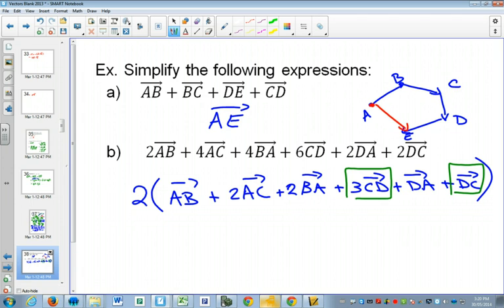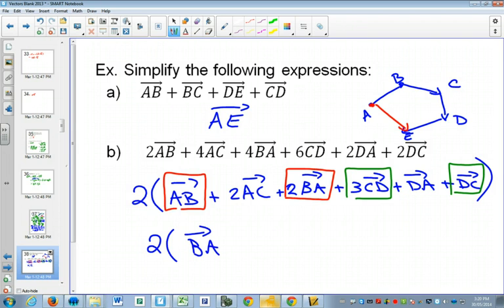Any other ones that you could put together that way? All of those can go into 3. The AB and the 2 BAs could be put together? Okay, so let's, and still have a 2 out in front. If I put these together, do you see that I would be left with a BA? 2AC. Plus, if I put those together, I'm going to be left with 2 CDs. And I still have a DA.